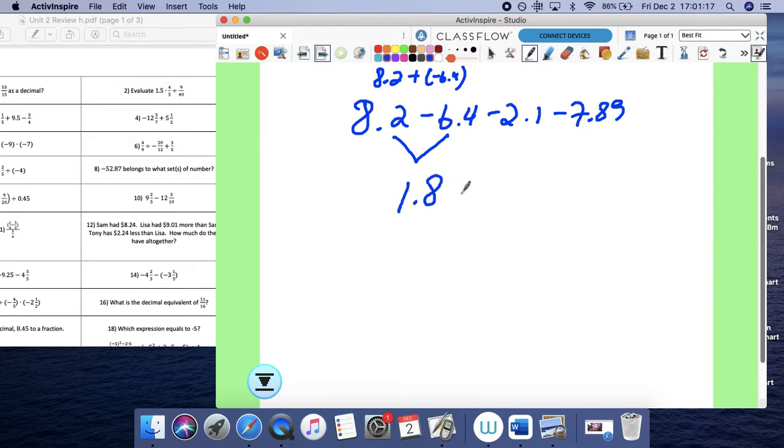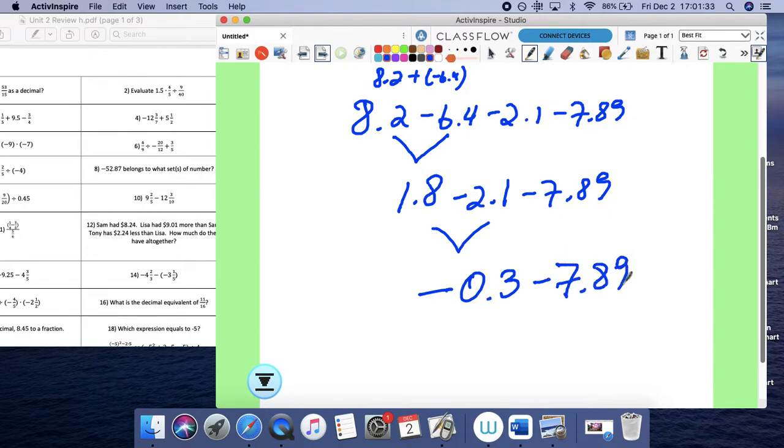over. $1.80 positive, minus 2.1, minus 7.89, right? Now you do these two, $1.80 minus $2.10, you would be owing people 30 cents. And then you go spend another $7.89 that you don't have, so you're more in debt now, right? So it's a negative minus a positive, sorry. And then that's going to take you to negative $8.19.